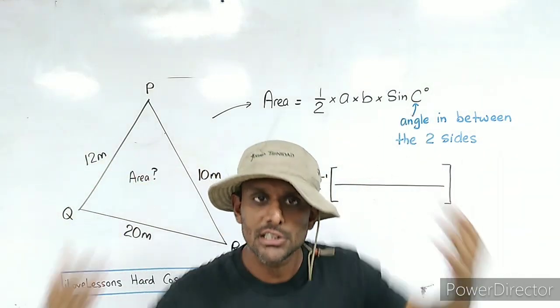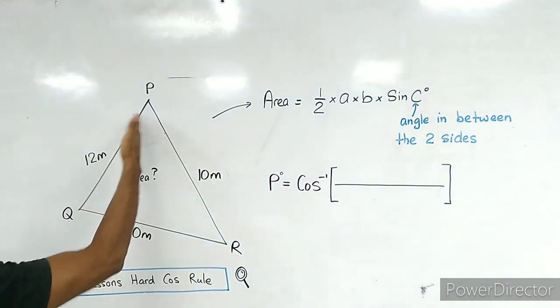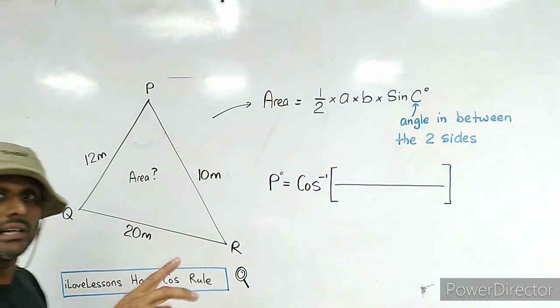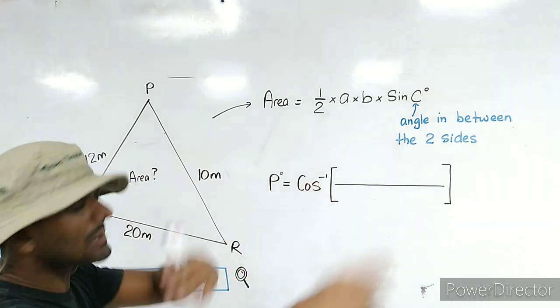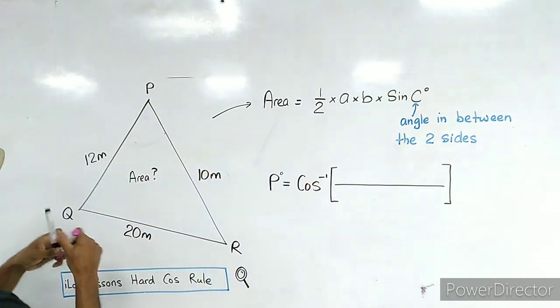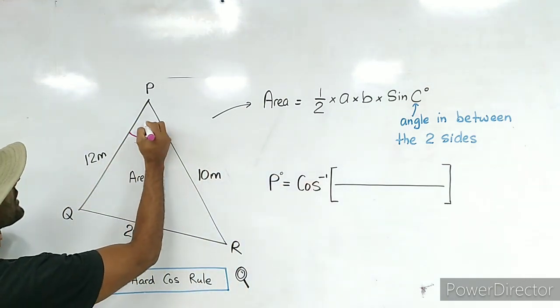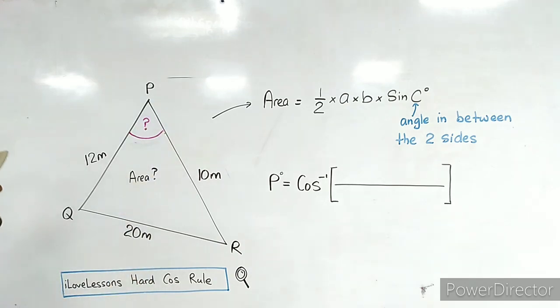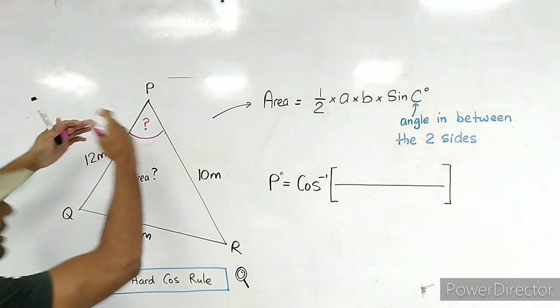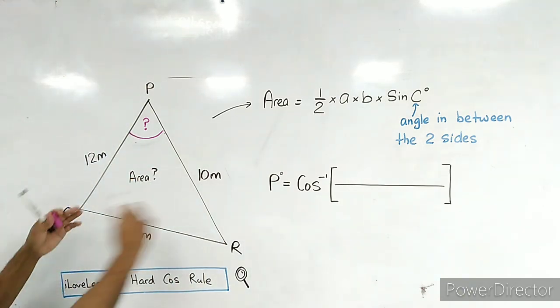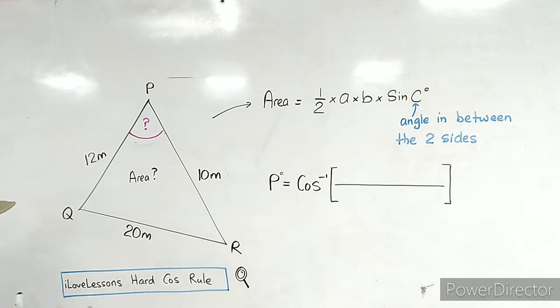So here's what I suggest. Let's find any one of the angles. It really doesn't matter. So I'm just going to magically choose P. If I find a way to find angle P, then I could use this formula. So here's what I propose. We're going to use the cosine rule for the non-right angle triangle. I already did a video on this one. It's really easy to find.